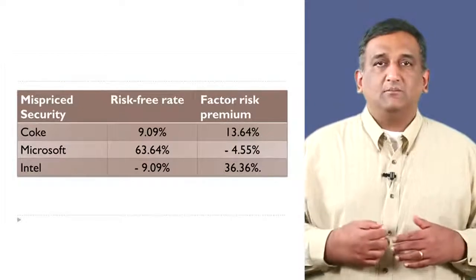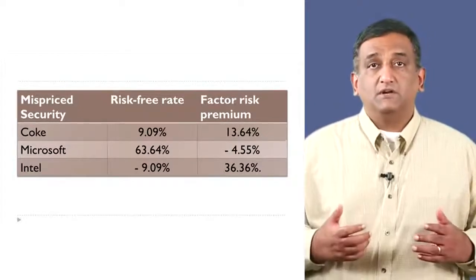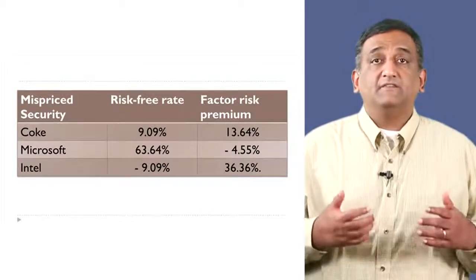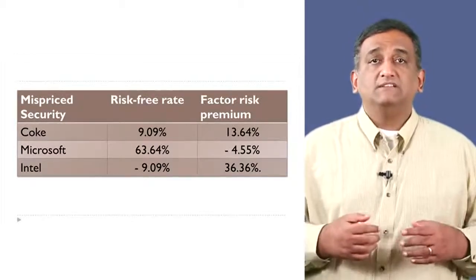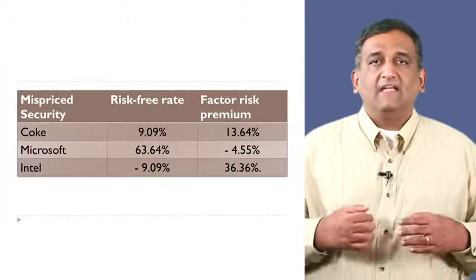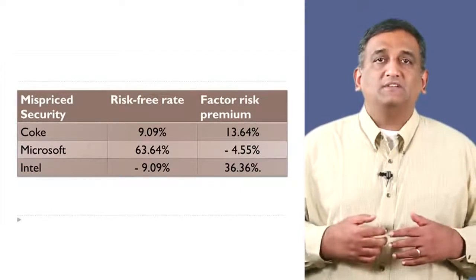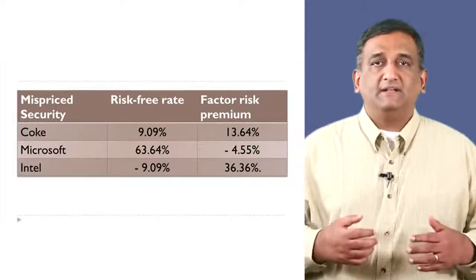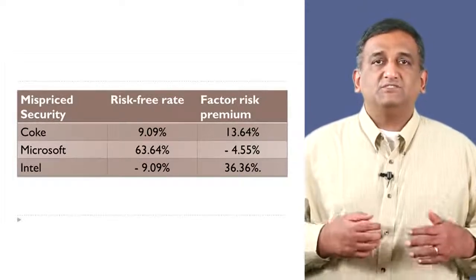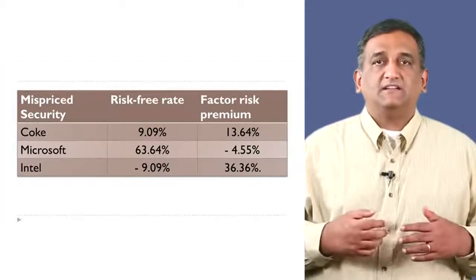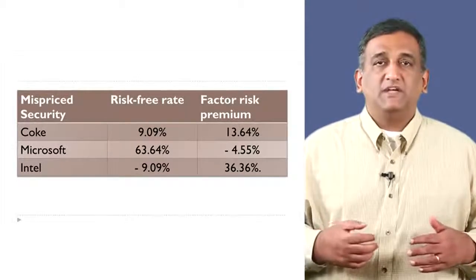If you look at these numbers, some of them seem absurd. What does it mean to have a negative risk-free rate or a negative factor risk premium? Is it even realistic? The answer is, of course, no. But this is the problem with the relative pricing idea that APT uses. Different sets of assets will give different values for the risk-free asset and the factor risk premiums, some of which may be absurd.